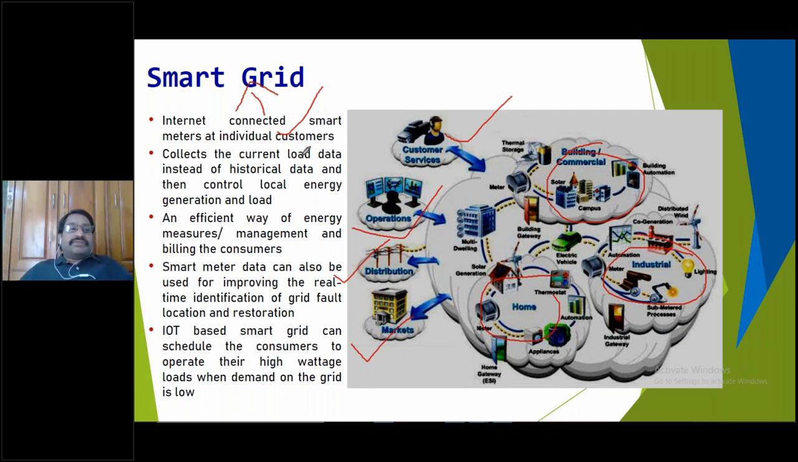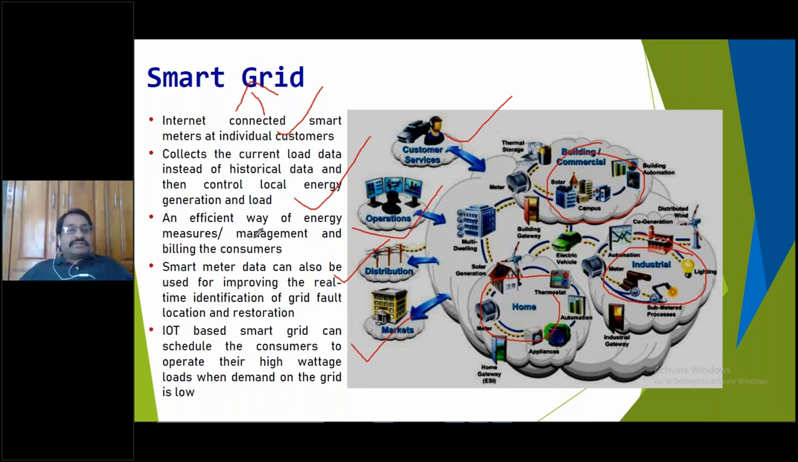So why all these internet connected smart meters? To capture the data, maybe current load data instead of historical data, then control local energy generation and load. Then we can communicate with the local energy generation, that is, distributed energy generation.